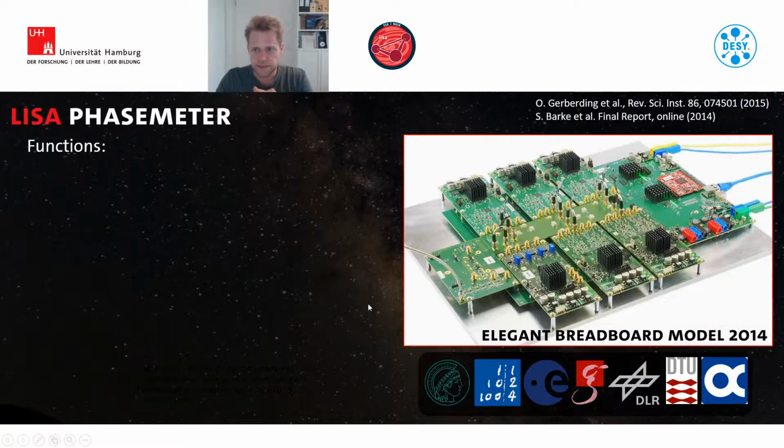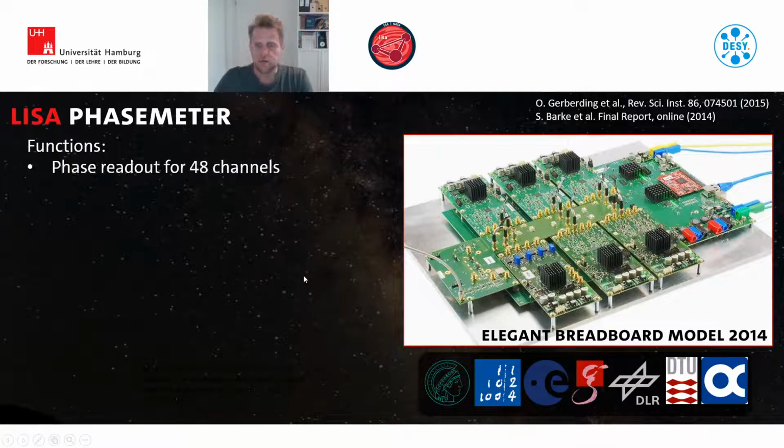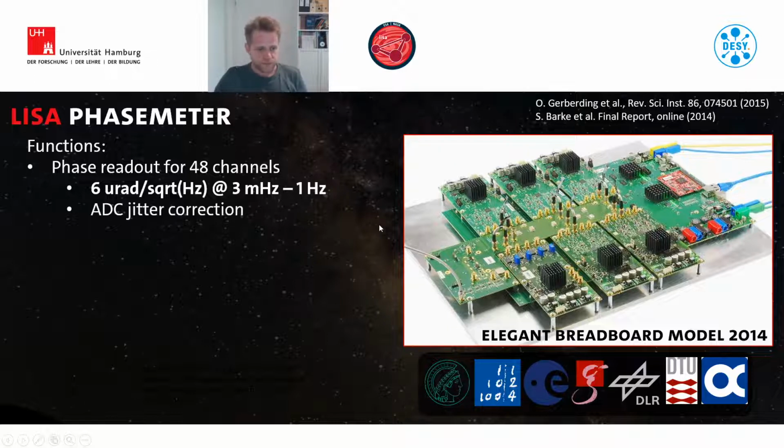This talk is about the LISA Phasemeter. Here on the right you see the elegant breadboard model of the LISA Phasemeter that we developed in Europe in 2014. I just wanted to run through some of the core functions of the Phasemeter. The most important one is, of course, to provide phase readout for photodiode signals for up to 48 channels. And this phase readout needs to be done with a high precision of 6 microradian per square root of hertz at this frequency range. To do this, we need an ADC jitter correction.